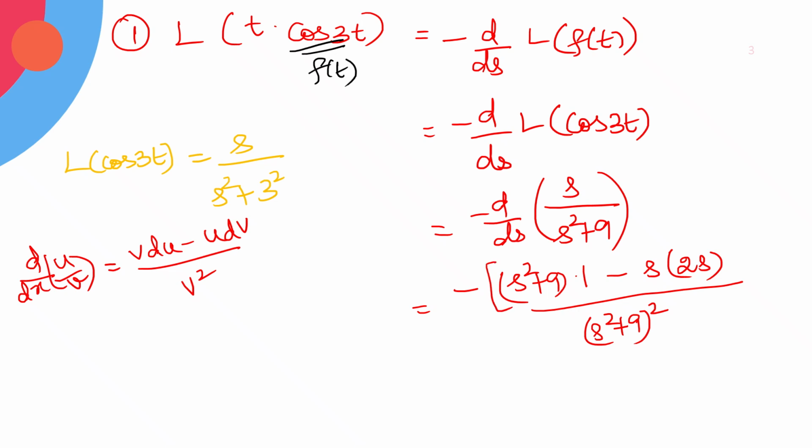So this minus sign is common for both the terms. So go for a simplification of this one. It is s square plus 9 minus 2s square. So here you'll be having a negative s square, and outside a negative sign is there. So the final answer will be s square minus 9 divided by s square plus 9 the whole square.